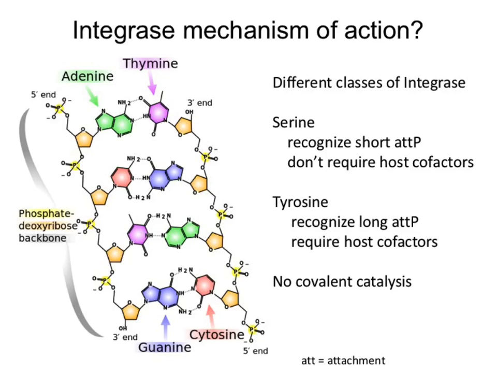So you have two main types, serine and tyrosine integrases. Ultimately, it's either serine or tyrosine that's involved in the actual catalysis of the breaking of the structure. The serine recognizes short nucleotide sections, and tyrosine recognizes a longer gene sequence. The serine doesn't require a bunch of host cofactors, the tyrosine does.